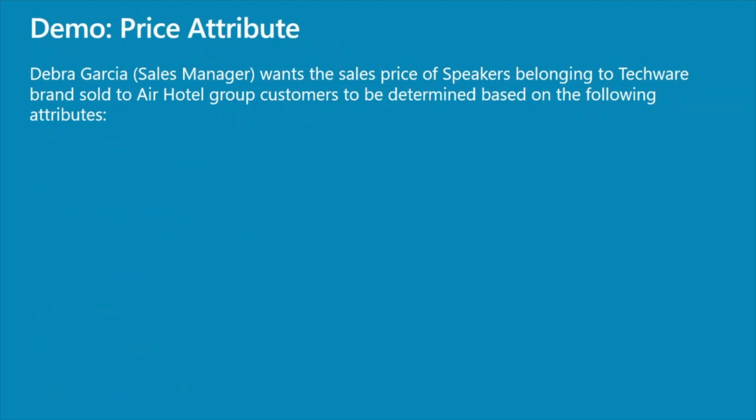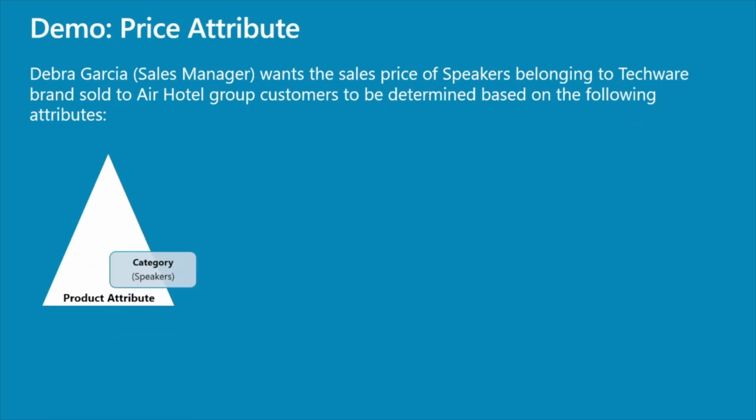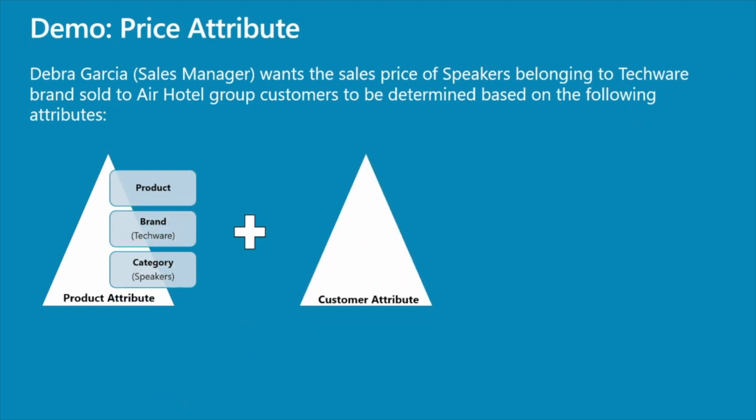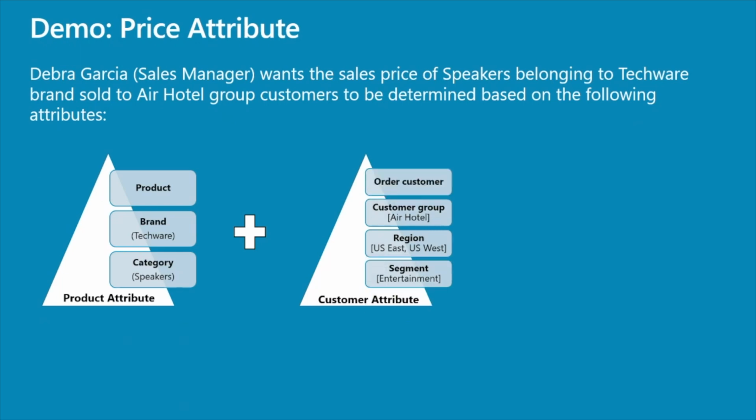Now let's see a demo of this scenario where Vaghasia, who is a sales manager of Contoso Entertainment System, wants the sales price of speakers belonging to TechWare brand sold to Air Hotel Group customers to be based on the following attributes: the product attribute, which includes product category, product brand, and product, along with the customer attribute, which includes the segment entertainment, region, US East Coast and West Coast, customer groups such as Air Hotel, and customer, and the order attribute, which includes the mode of delivery.